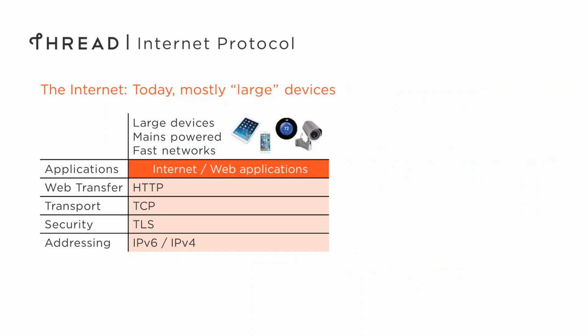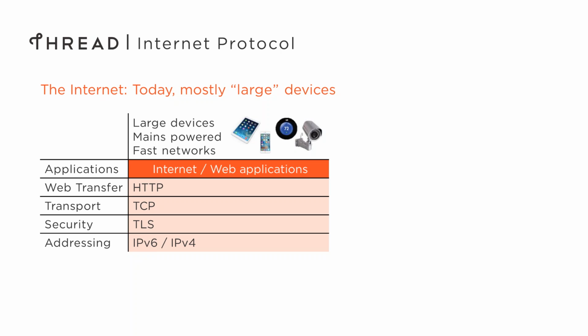And today, when we think of Internet of Things and the Internet Protocol, it typically refers to large devices. These are mains-powered, fast networks, typically using Wi-Fi. We typically see JSON-based applications over HTTP, using TCP as a transport, typically using TLS as an underlying session security layer, and then, of course, riding over the traditional IPv4 or IPv6 Internet.